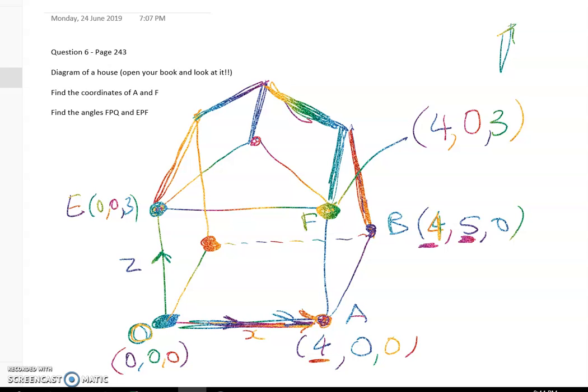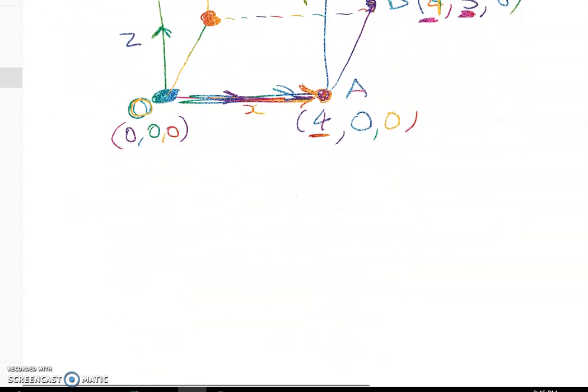I'm only going to do one of them because they're kind of the same, but we're finding the angle FPQ. So the angle that I'm looking for is that angle in there. P is going to be the vertex. A good diagram here is going to help us not go wrong. Here's P at the vertex, and this point is Q, and this point here is F.